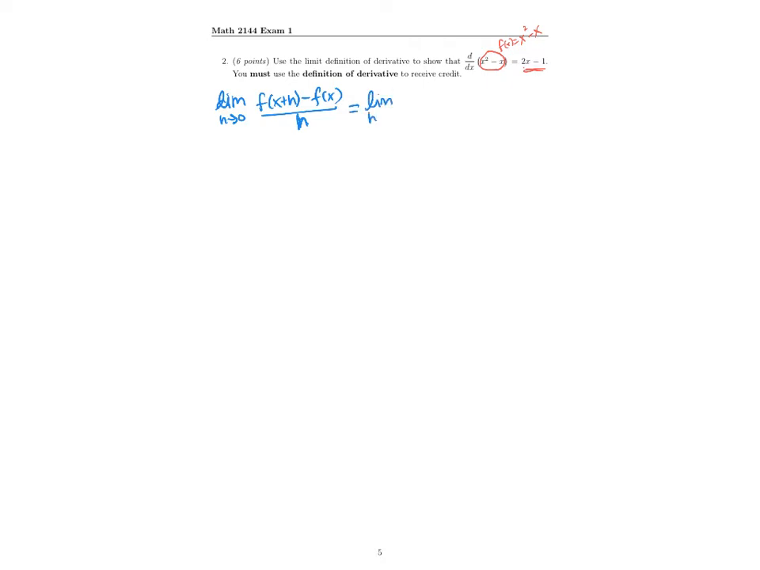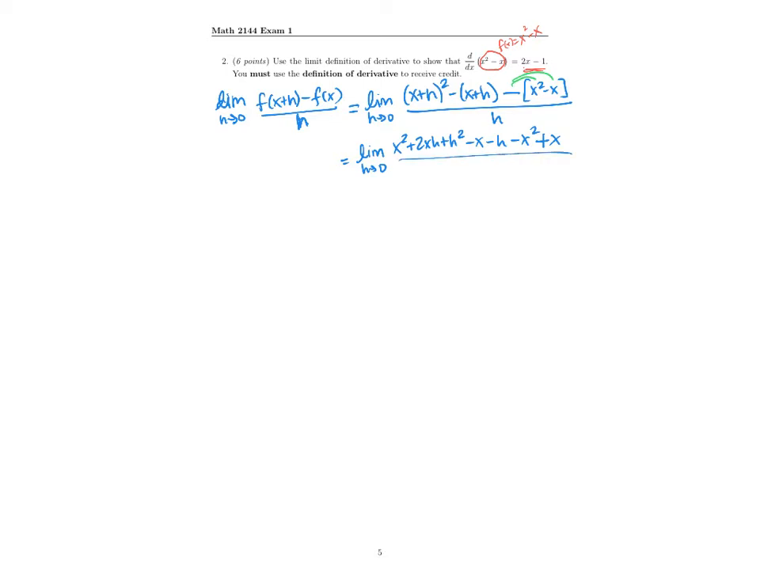So this is the limit as h goes to 0 of, I'm going to plug in x plus h squared minus x plus h, and then minus my function x squared minus x all over h. So do a bit of algebra. When I square x plus h, I'm going to get x squared plus 2xh plus h squared minus x minus h minus x squared plus x. When I distribute that negative sign, it makes this last x positive. All right, all of that over h.